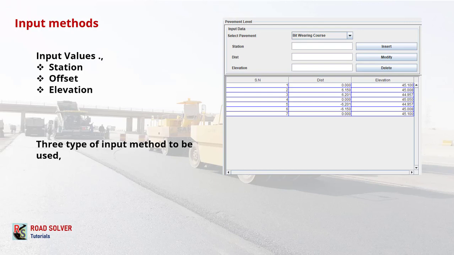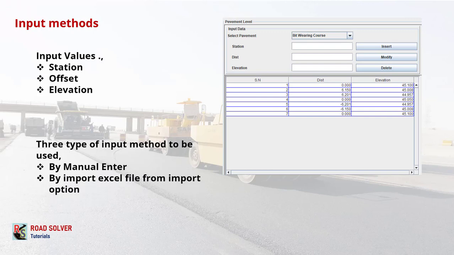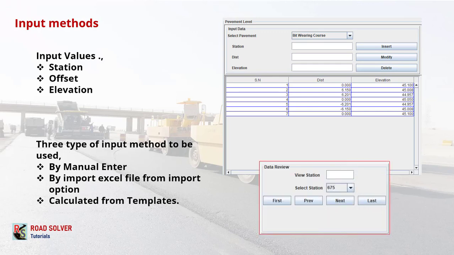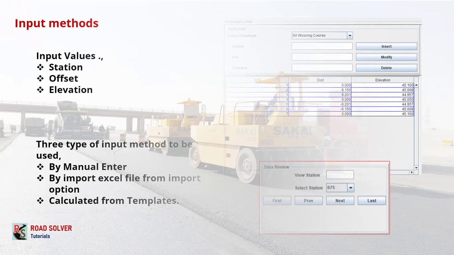There are 3 types of input method. One is to manually enter the direct value of each station, offset, and elevation. Another is to import from an Excel file format, that is a CSV file. Another is that these levels will be calculated from the templates. So you can create these payment layer levels by 3 methods. Also there is an additional panel inside the payment levels, named data review, where you can see the complete data to view.